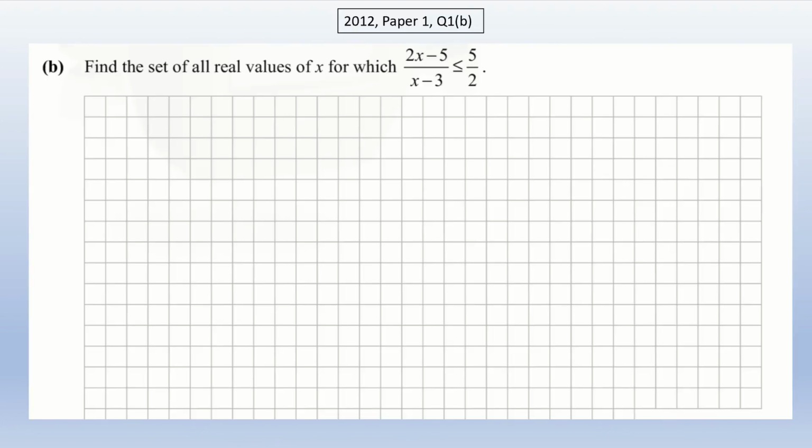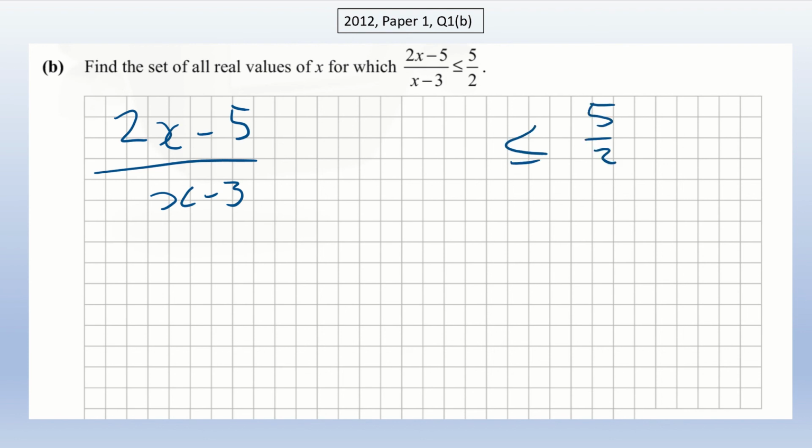Okay, a very similar question came up in 2012, paper 1. And fun fact, this was the year I did my Leaving Cert. So at some point in June in 2012, I would have sat down and done this question. Seeing as this is quite similar to the one we're just after doing, I might just do the first line here for you, and then we'll have a look at the marking scheme again. So 2x minus 5 on x minus 3, I'll leave a gap, is less than or equal to 5 over 2. Now we're going to multiply by the denominator of this fraction squared.